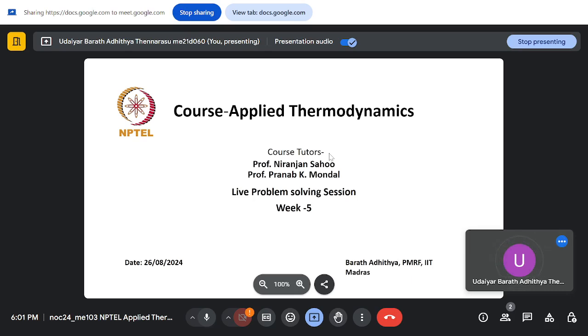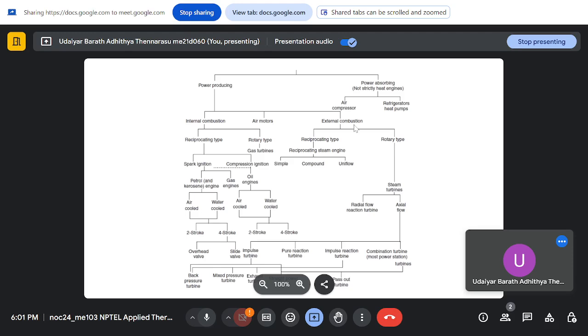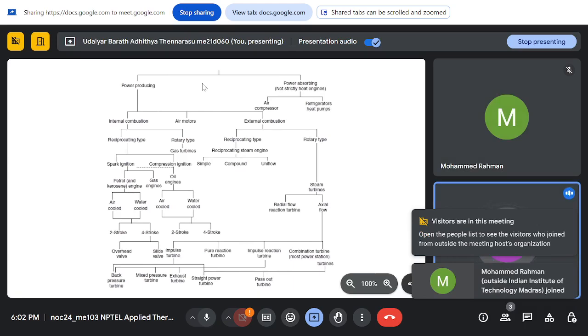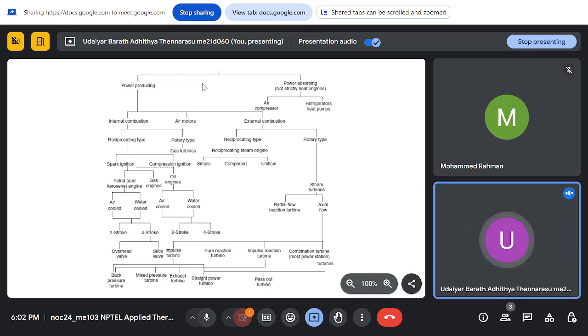So now, moving ahead, we will see gas power cycles. This week will be on internal combustion engines. To start with, any cycle can be classified as two types. One is power producing and the other is power absorbing. In power absorbing you have compressors or heat pumps. In power producing, you have internal combustion engines, air motors and external combustion engines.